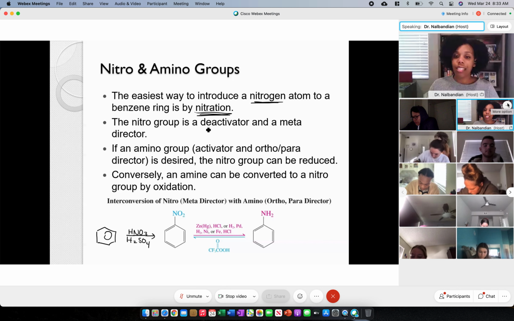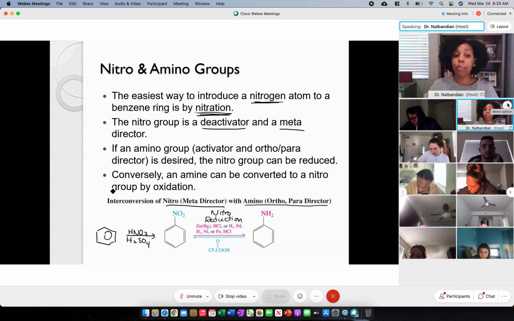But nitro is a deactivator and a meta director. So if the next reaction that you want to do is where you want to have an activator and an ortho para director on there, then you need to convert that nitro into an amino group. And so for our nitro group, it's a meta director. How do we turn that into an amino, an ortho para director? We can do any of these reactions here. So this is a reduction. This is a nitro reduction.